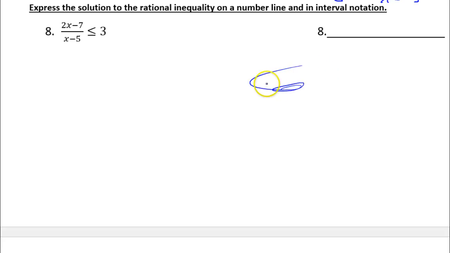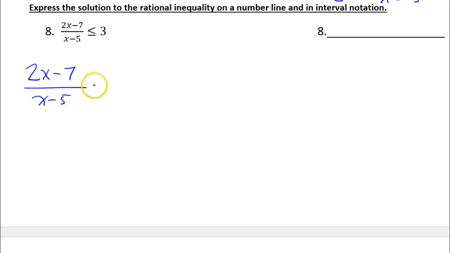First of all, remember that number line I was mentioning? We need a way of finding what the critical values are that we need to plot on that number line. One way that we find critical values is we solve the related equation, which I'm writing down incorrectly. Let me try again. We solve the related equation 2x minus 7 over x minus 5 equals 3. All right, solving this will give us one of the critical values.